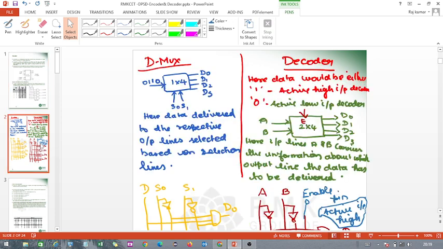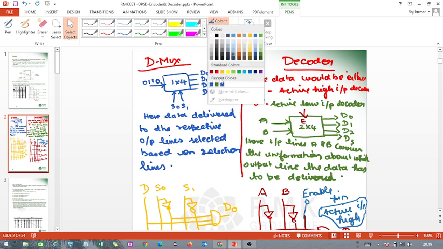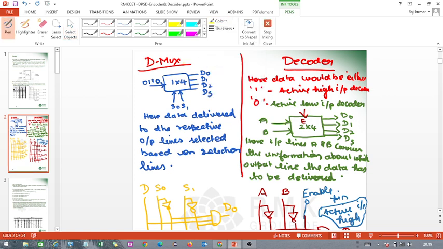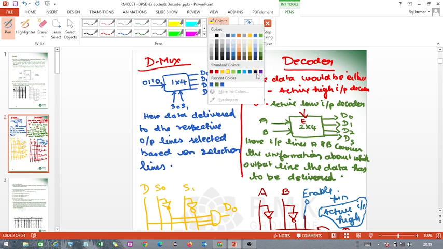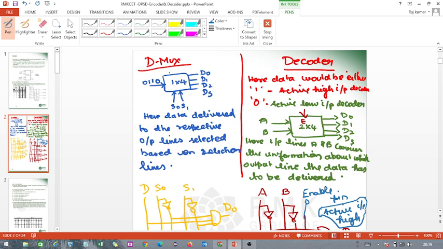To make the work easier, with the help of a pen tablet, I have drawn the simple logic of your demux and decoder and compared the same. Here, look at this. First I have taken the demultiplexer. Generally, we can speak about a demultiplexer with a block diagram.